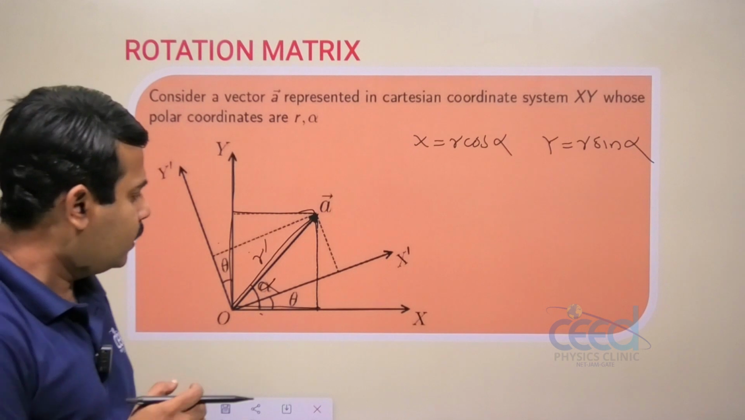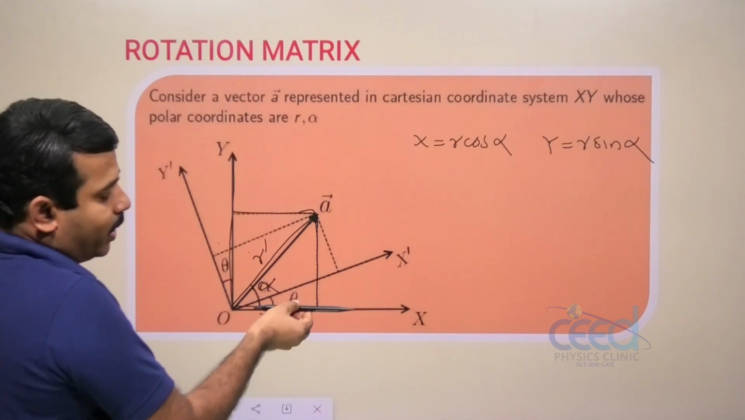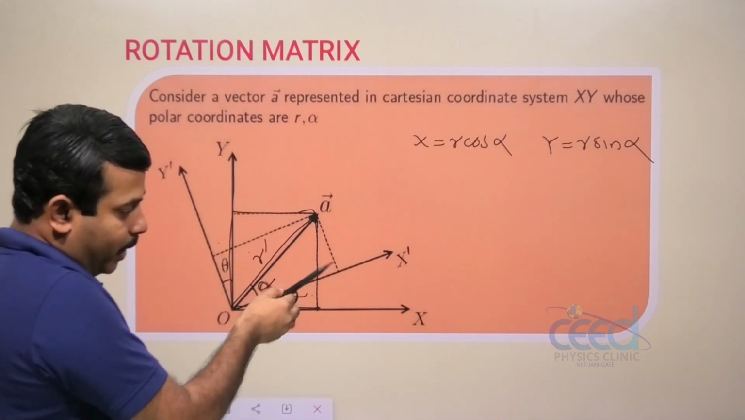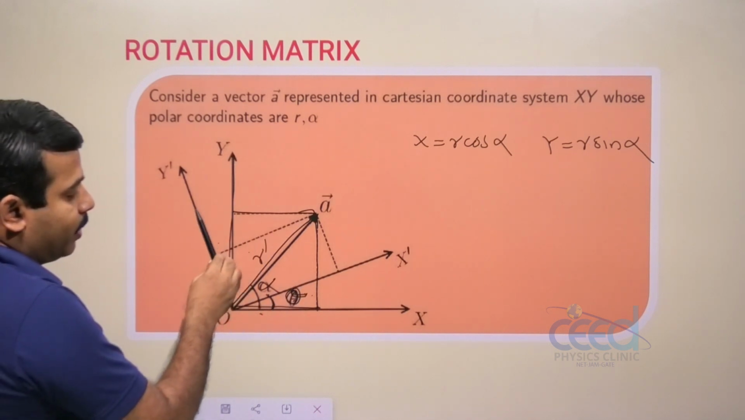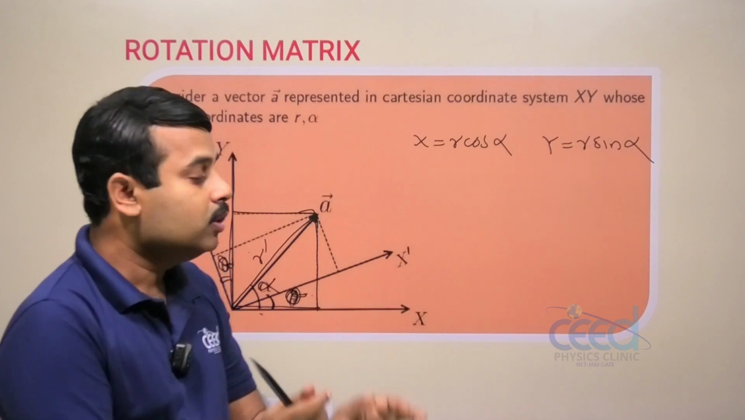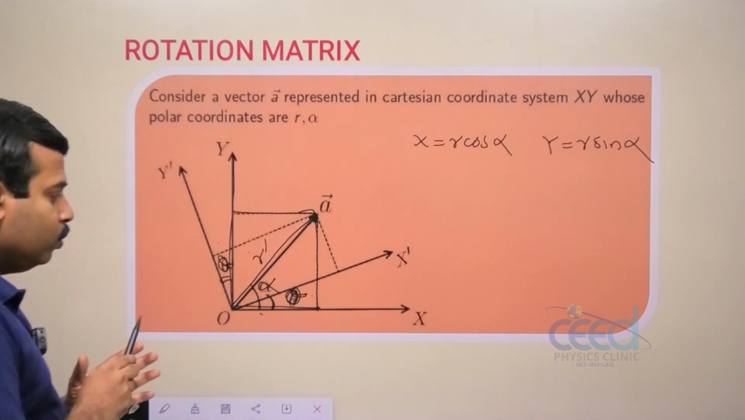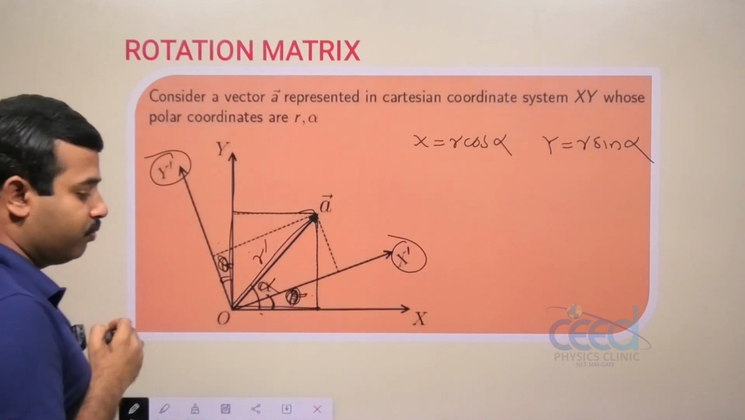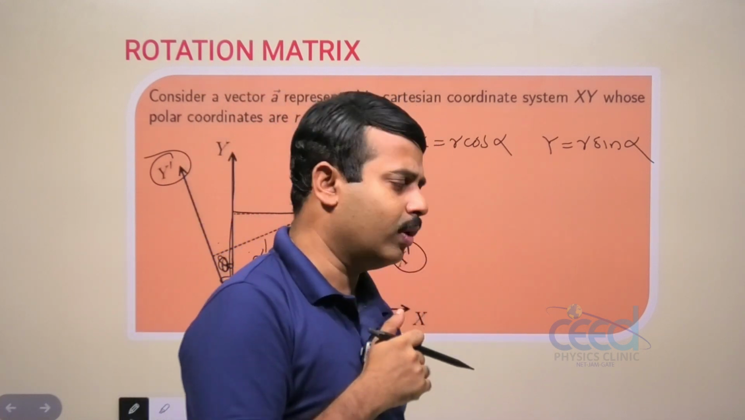Now suppose this coordinate system rotates by an angle theta. If the x-axis is rotated by an angle theta, definitely at the same time the y-axis also rotates, because x and y should always be perpendicular to each other. So when x is rotated by an angle theta, y is also rotated by an angle theta. Now this vector, based on the new coordinates x dash and y dash, after rotation x changed to x dash and y changed to y dash.